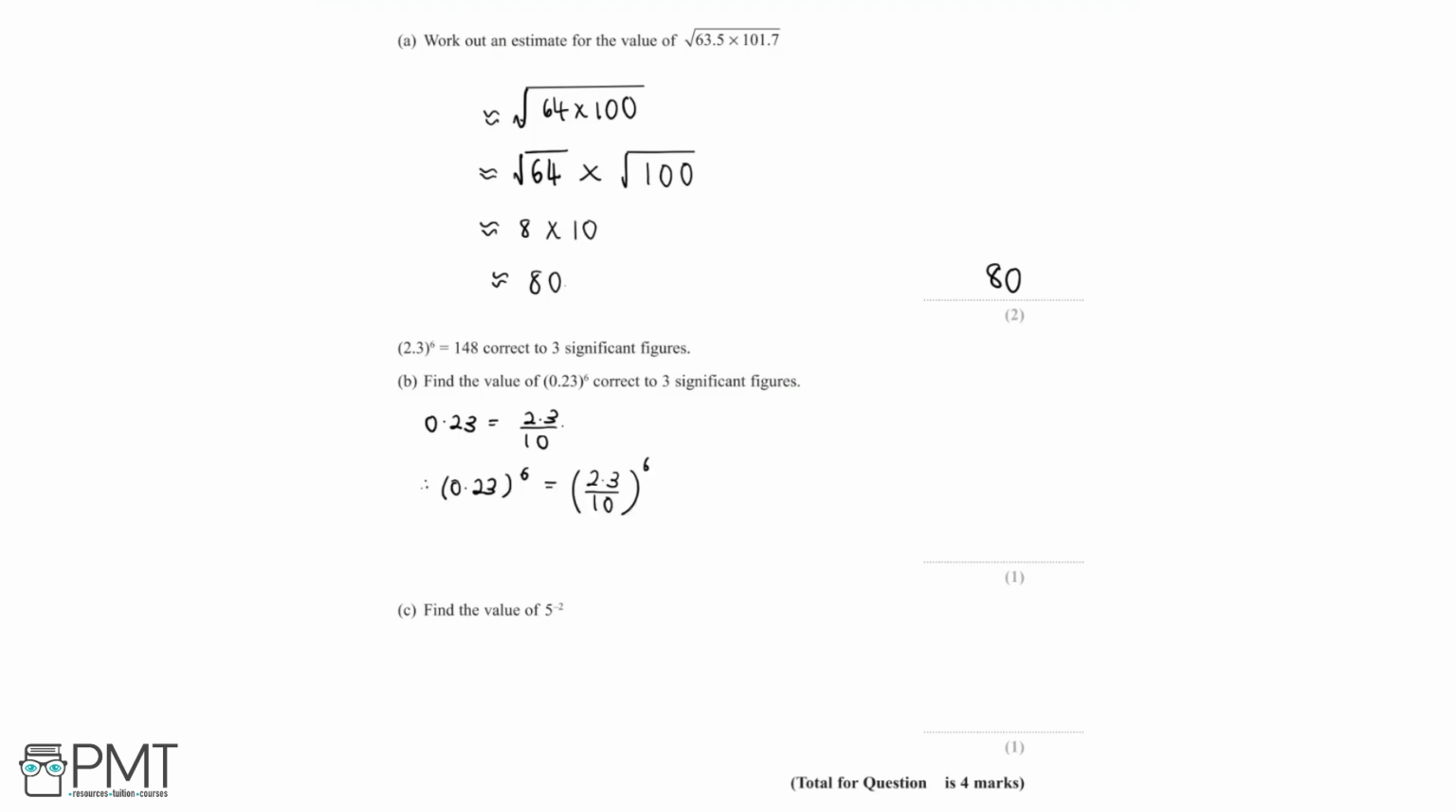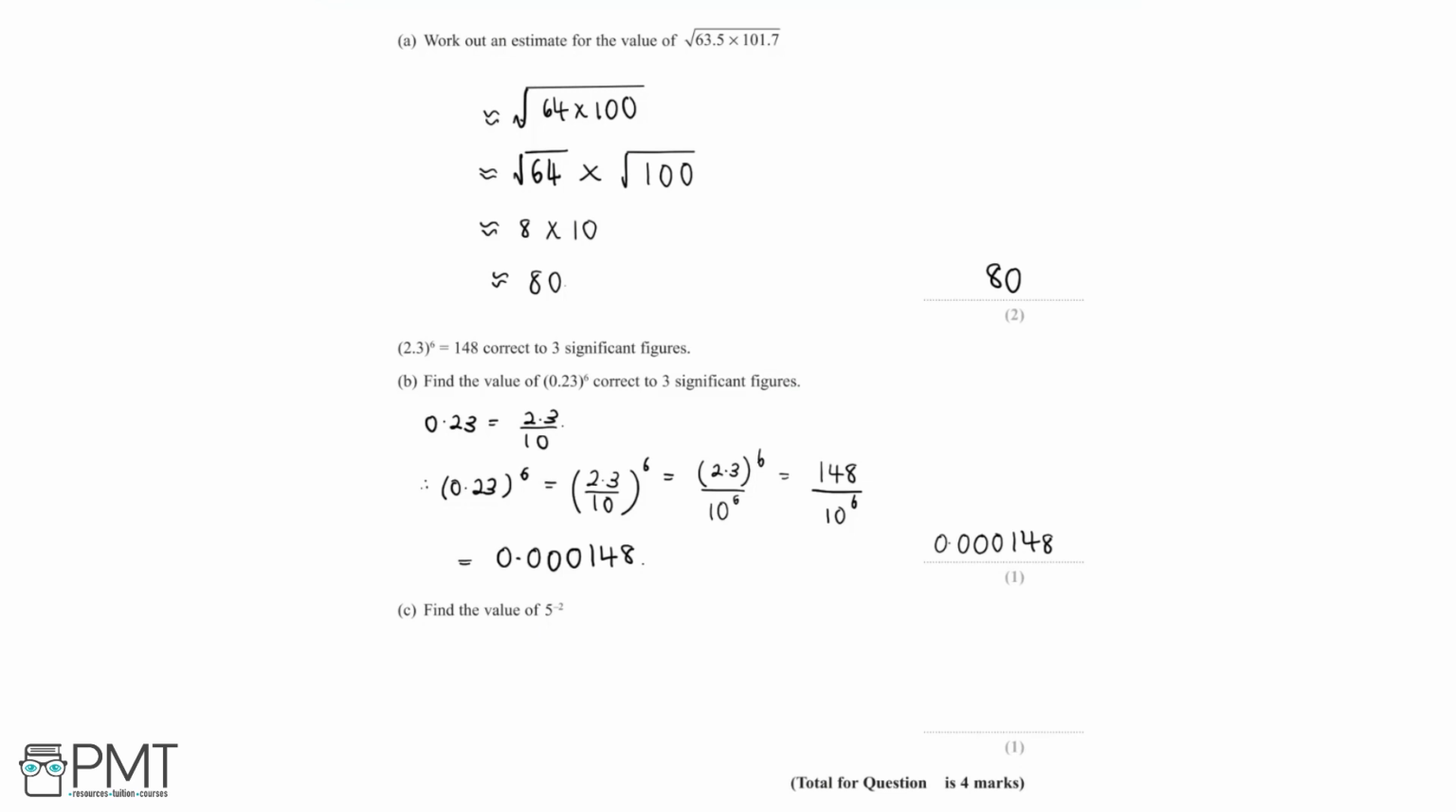Now using our index laws, we can say that 2.3 divided by 10 all to the power of 6 is equal to 2.3 to the power of 6 divided by 10 to the power of 6. Now in the question, we're told that 2.3 to the power of 6 is equal to 148. And so we can simplify this into 148 divided by 10 to the power of 6. Now we need to do 148 divided by 1 million, which will leave us with an answer of 0.000148.